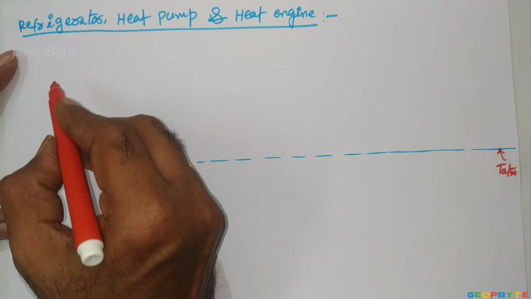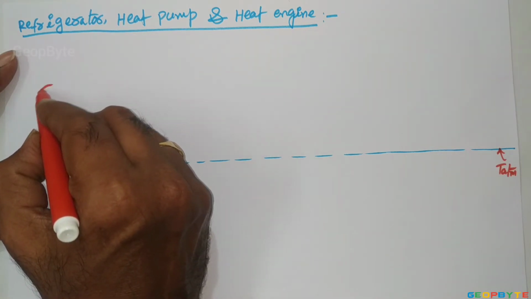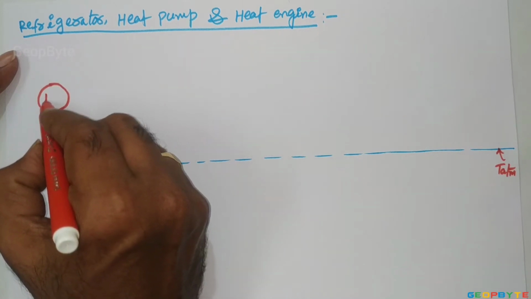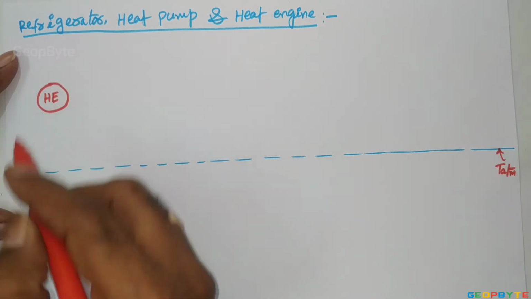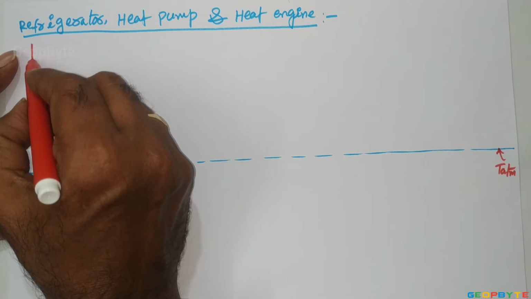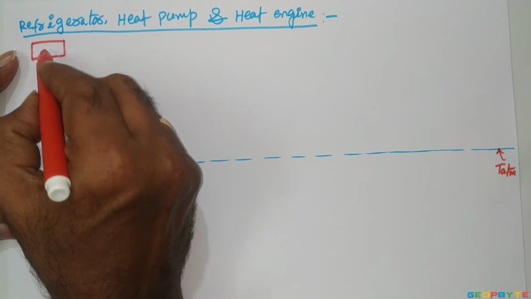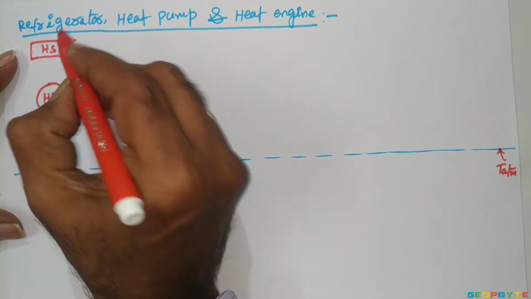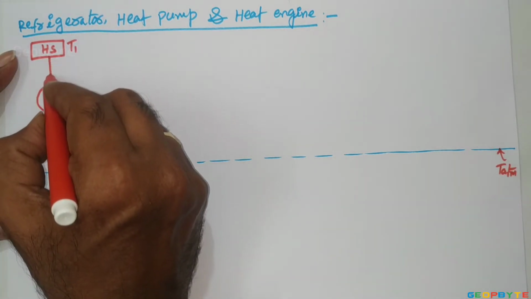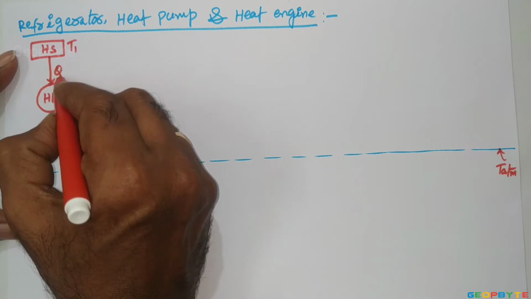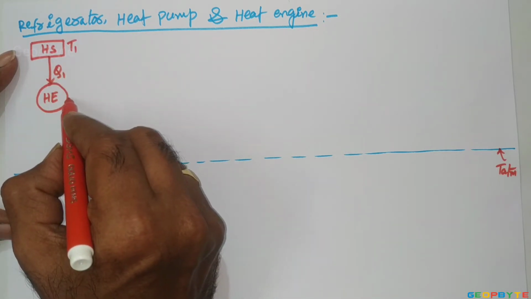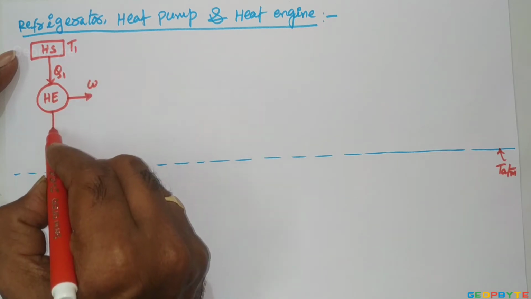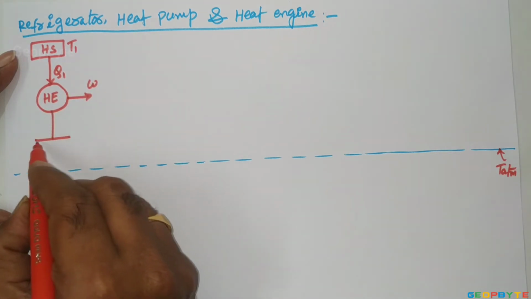First, let us take the heat engine. Heat engine is a power developing system. This heat engine is taking the heat from the hot source, maybe maintaining the T1 temperature. The amount of heat supplied is Q1. Only a part of heat energy is converted to work energy. The remaining is dumped to the surroundings.